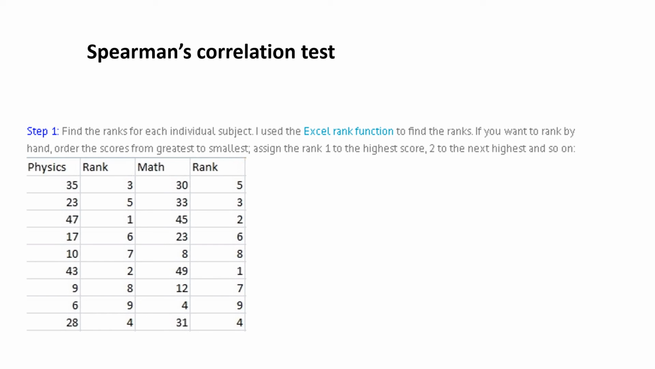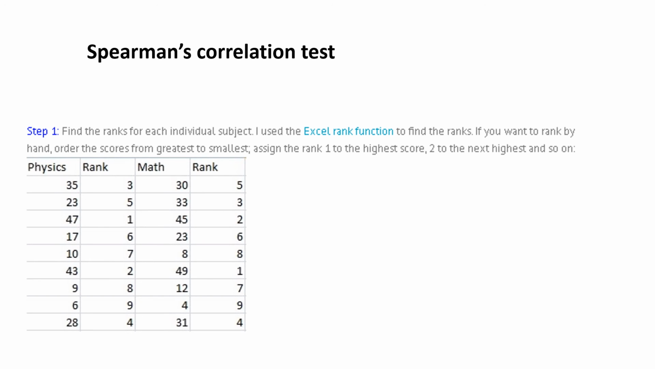Second is 43, so you have to give rank 2 for 43. Third is 35, 35 is given rank 3. Then 28 is given rank 4. 23 is given rank 5. 17 is given rank 6. 10 is given rank 7. 9 is given rank 8. 6 is given rank 9. So physics are ranked like that.